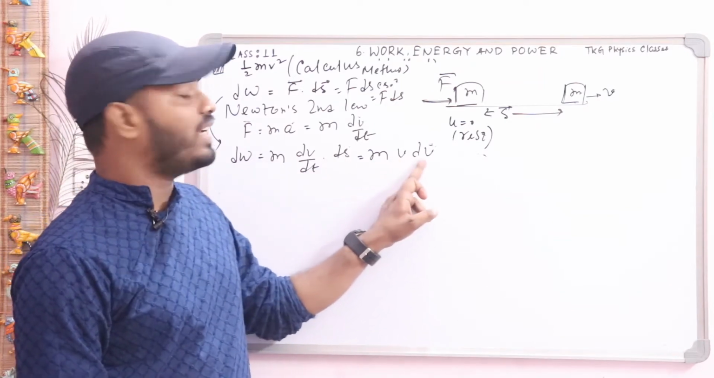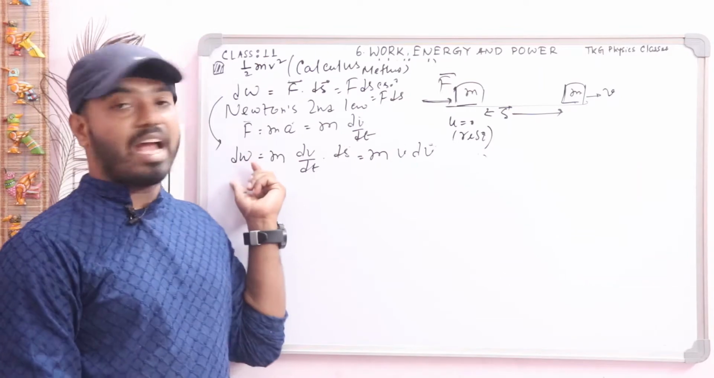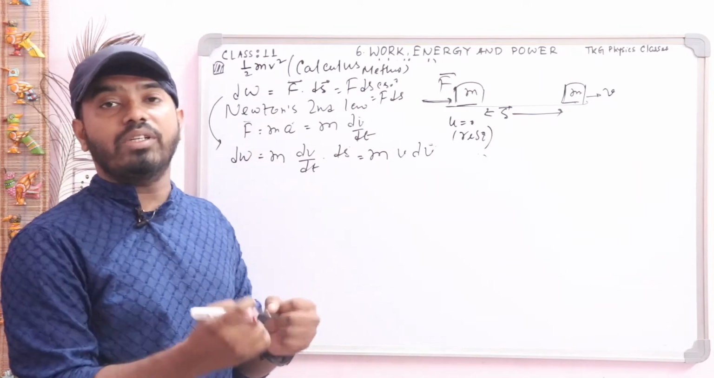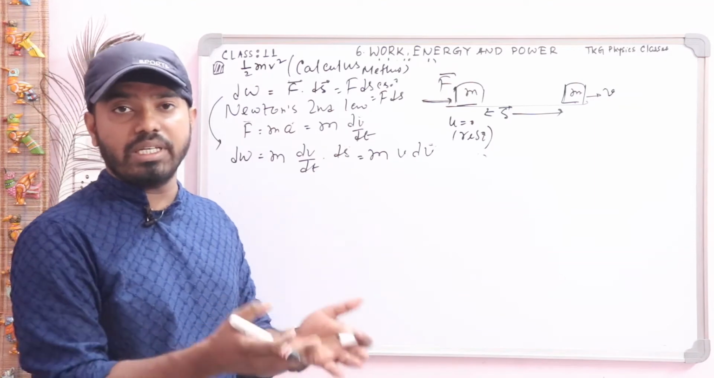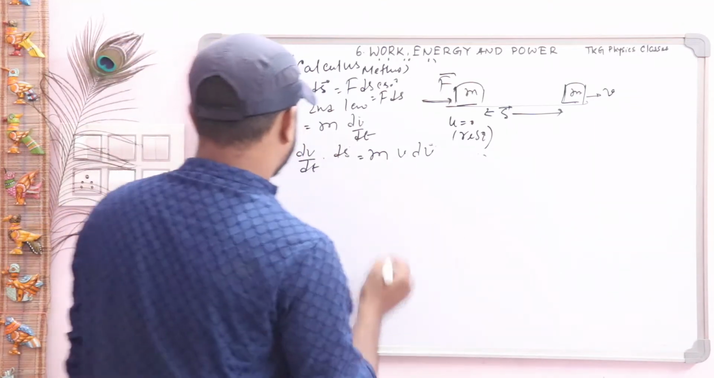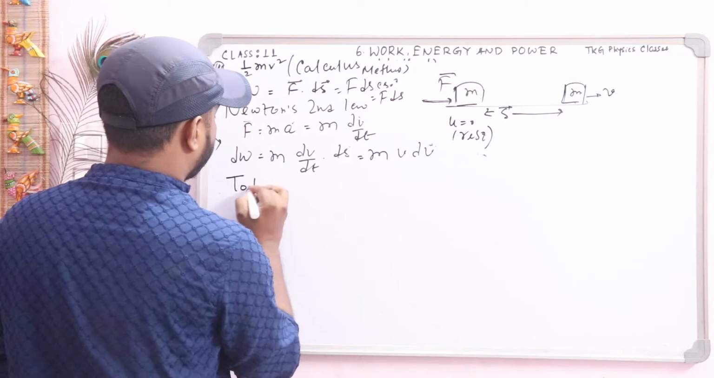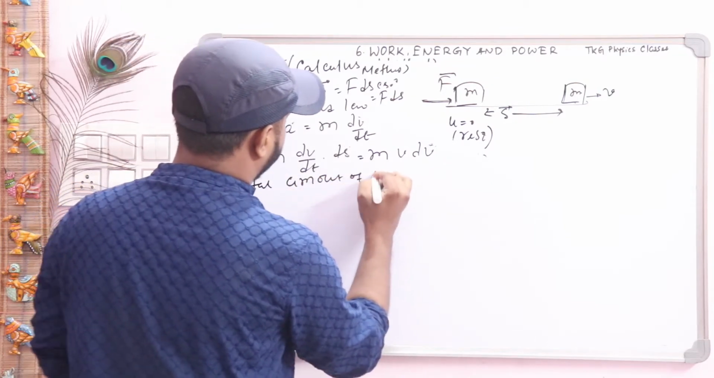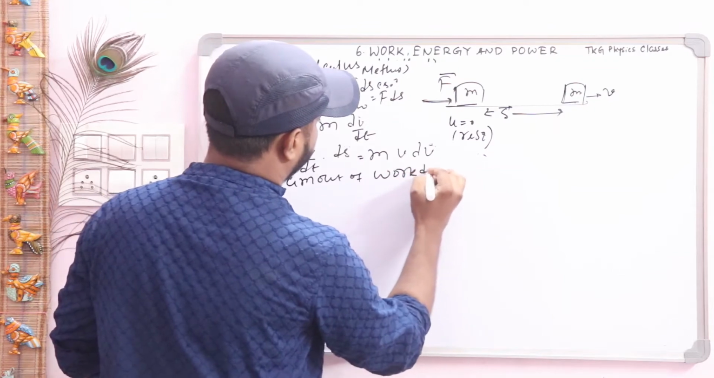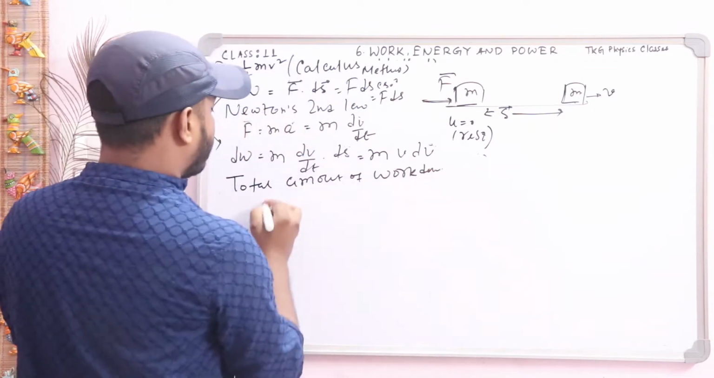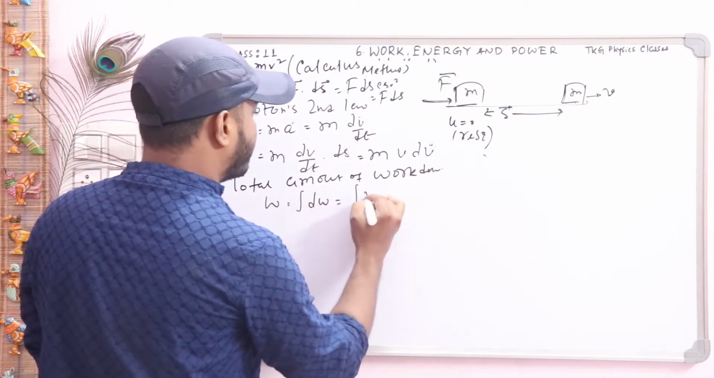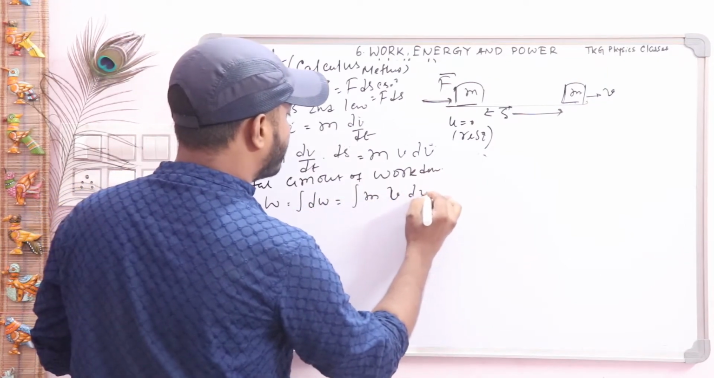So this one is m v into dv, and this value gives the amount of work done for the small displacement ds. So what will be the total amount of work done? You have to do integration. So the total amount of work done will be W equal to integration dW, that is integration m v into dv.